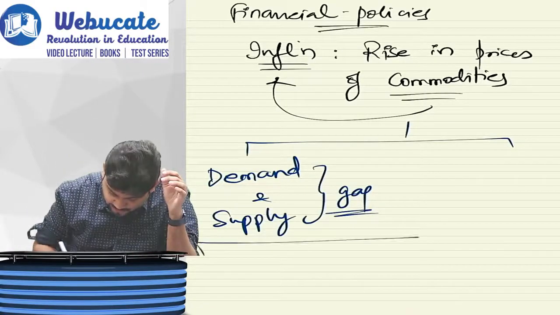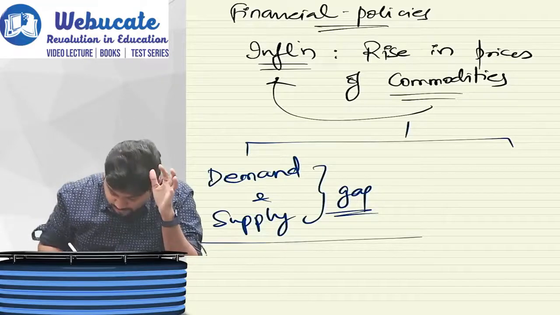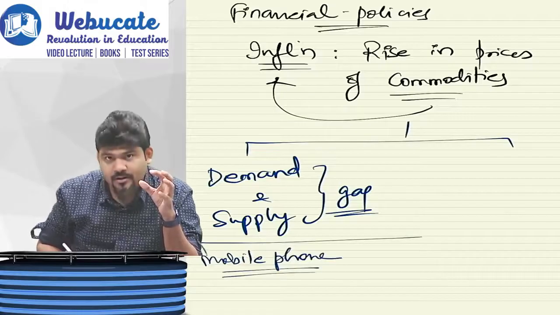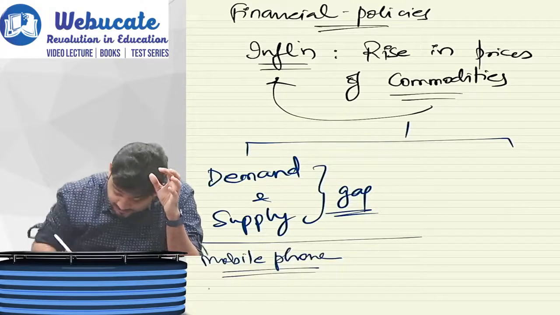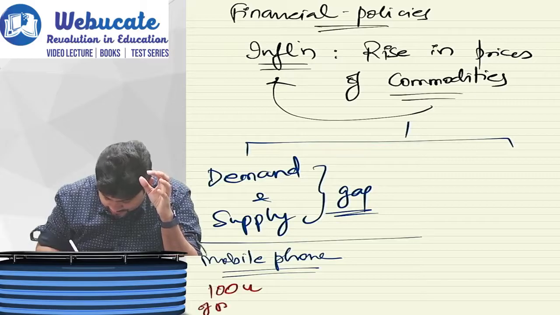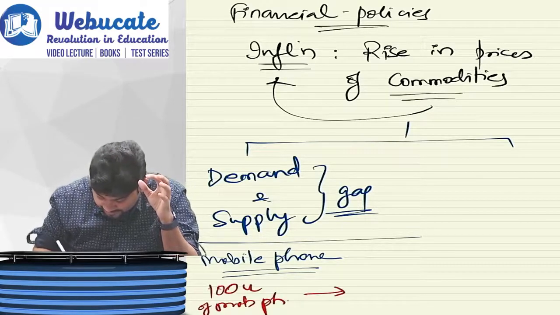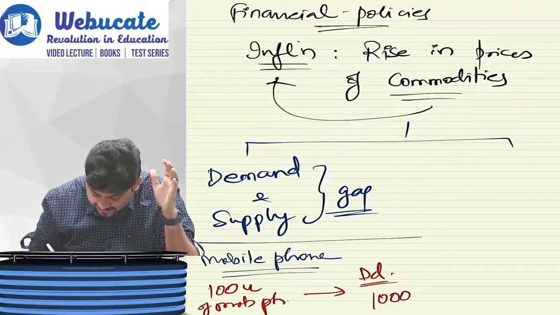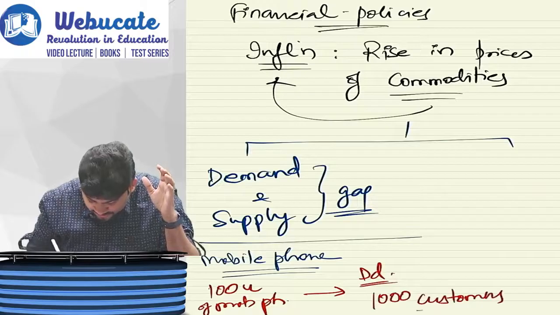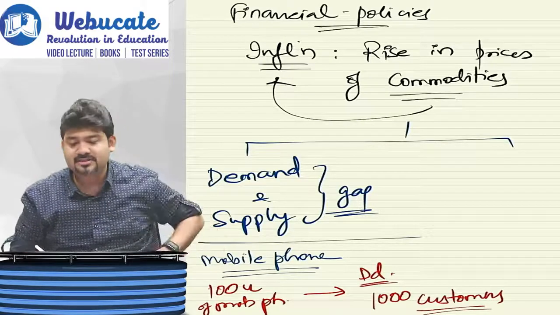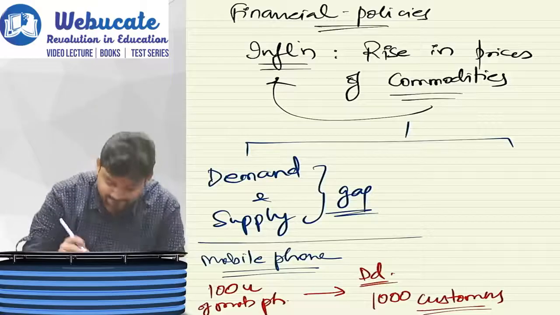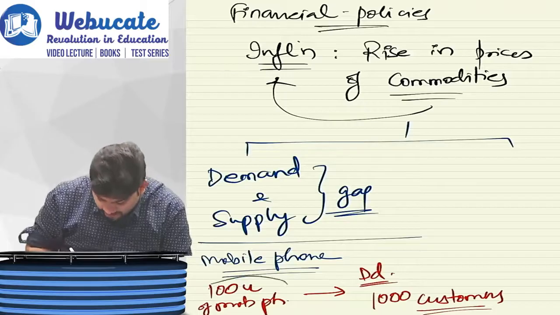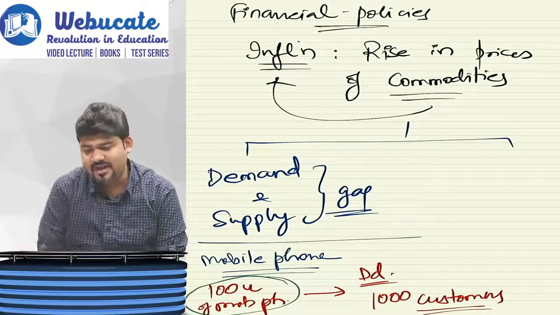Say for example, I'll give you a small example. Suppose there is a mobile phone. There are in all 100 units of this mobile phone, and the demand for it is, say, 1000 customers who are demanding this mobile. There is a demand from 1000 customers, but in all we have only 100 units of mobile phone. What will happen? You tell me.